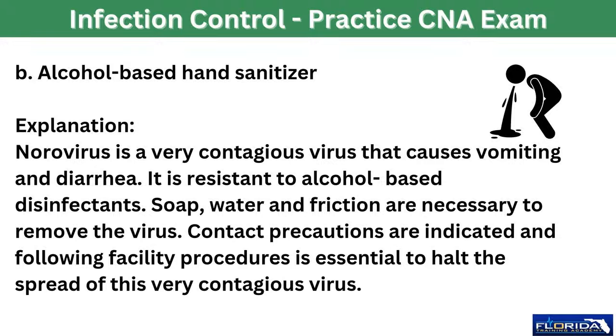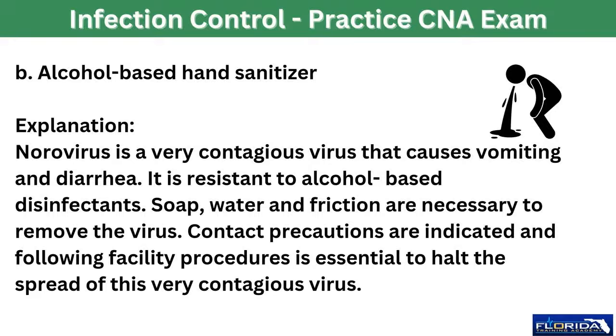So the norovirus is a very contagious virus that causes vomiting and diarrhea. It is resistant to alcohol-based disinfectants. So not every germ or bug can be killed with hand sanitizer, which is why you're always going to hear when we're talking about infection control that we need you to use soap, water, and friction. That's how you remove those germs, specifically if it's something that a hand sanitizer can't kill.